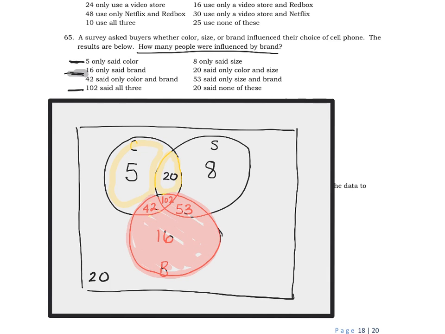It just so happens that in this region and this region and that region, they said brand and some other things as well. So what that means is, to answer our question, we're going to have to add the 42 plus the 102 plus the 53 plus the 16. And if I type that in the calculator correctly, we get 213.